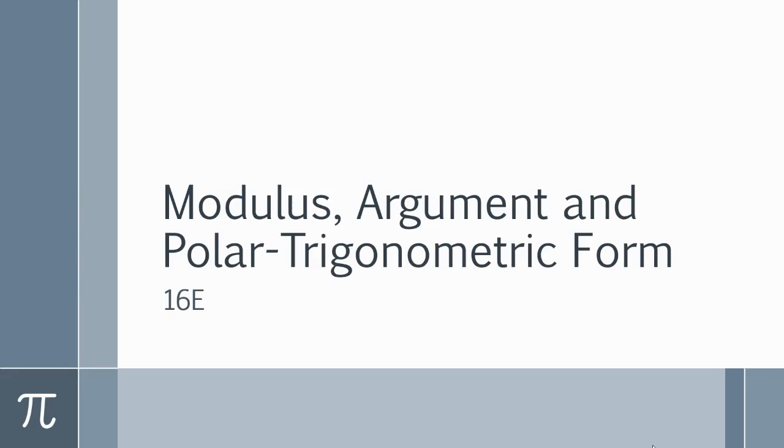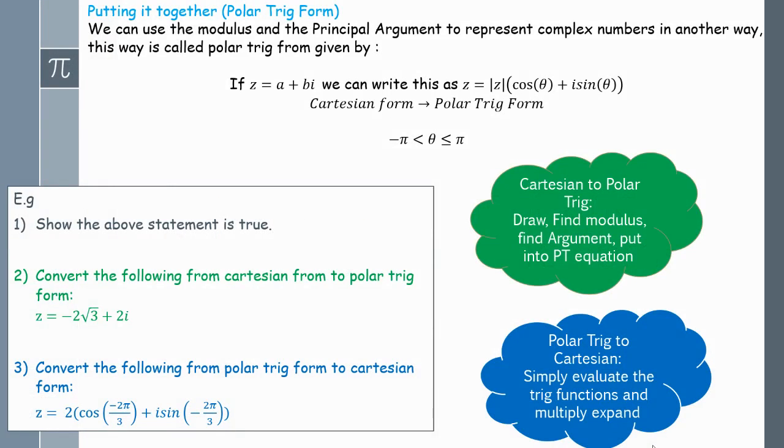We're going to look at the second part of 16E, which is all about the polar trigonometric form, or a different way to write complex numbers. So we can convert complex numbers from their Cartesian form into what is called polar trig form. And we do this by using the modulus and the principal argument to represent complex numbers in a different way.